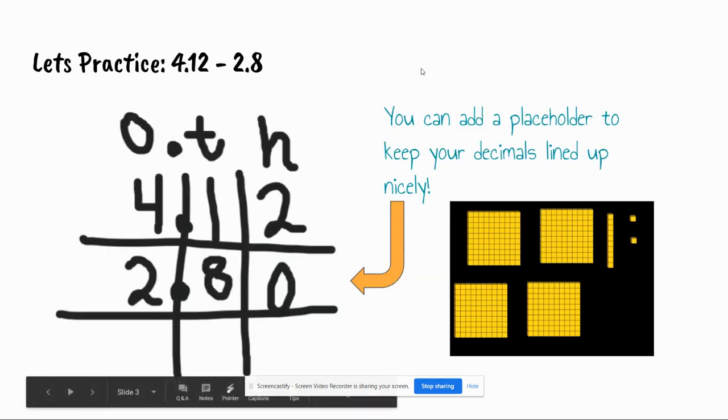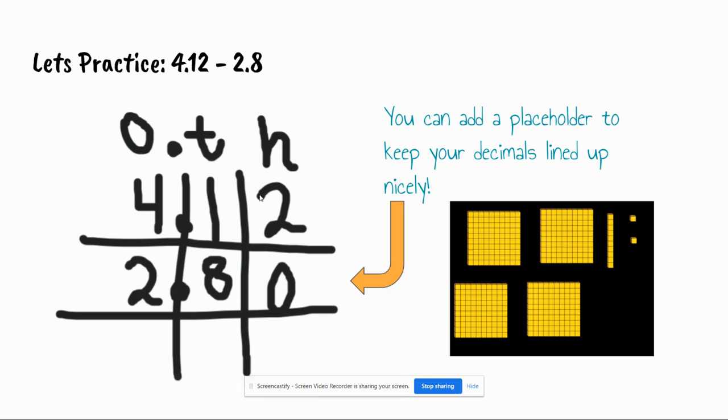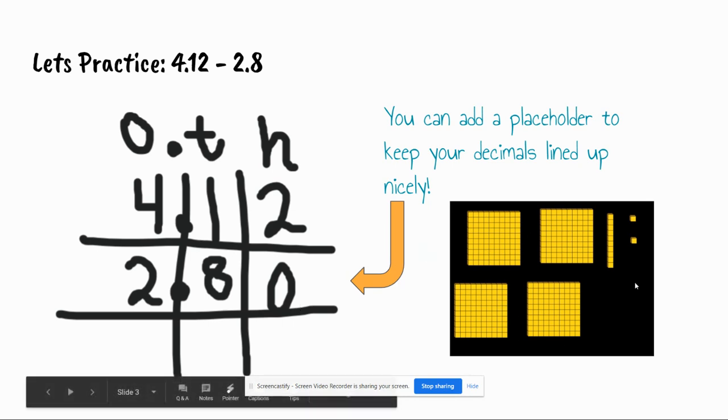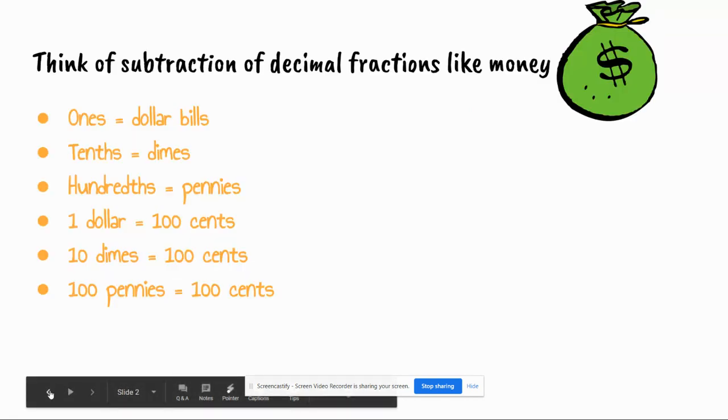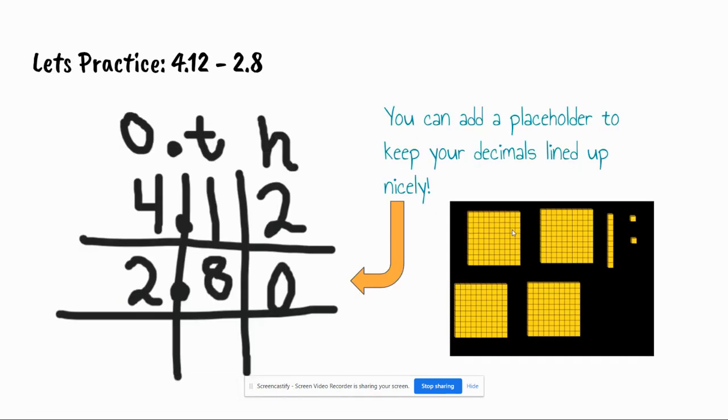So with this example here, we have 4 wholes, 1 tenth, 2 hundredths, or 4 and 12 hundredths, minus 2 and 80 hundredths. In plain old English, this would be like $4.12 minus $2.80. We can use this graphic here to keep track of our problem. Like we just went over, $1 is equal to 100 cents. There are 100 cubes in one of these squares. So think of one of these squares like $1.